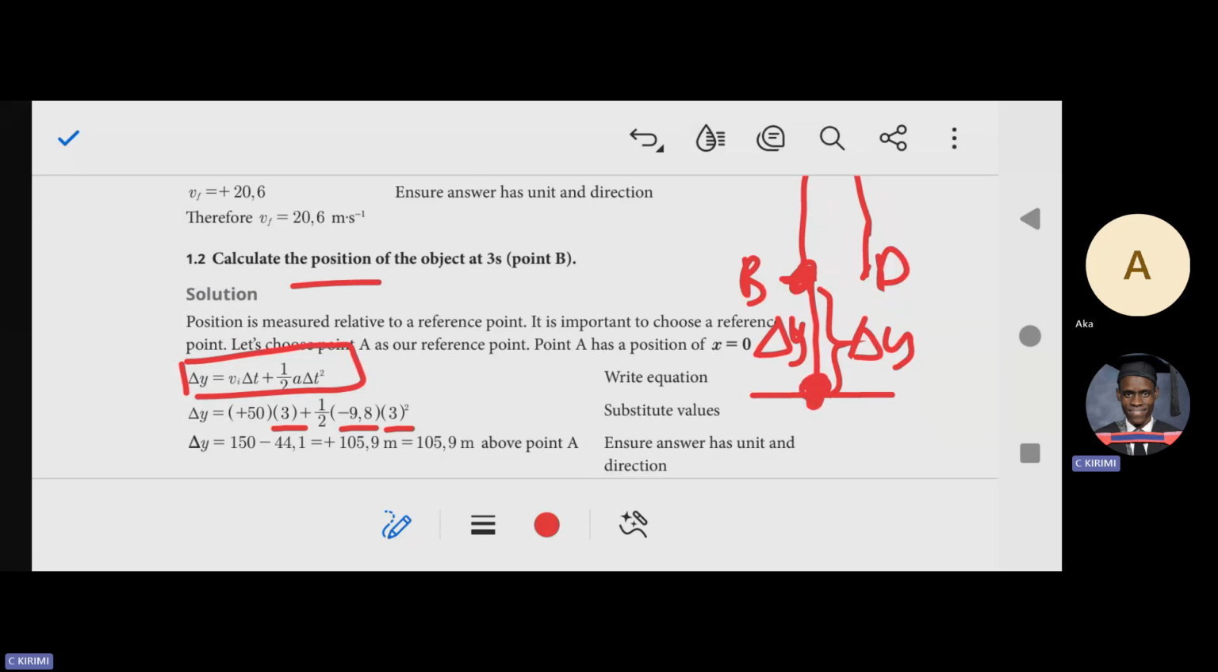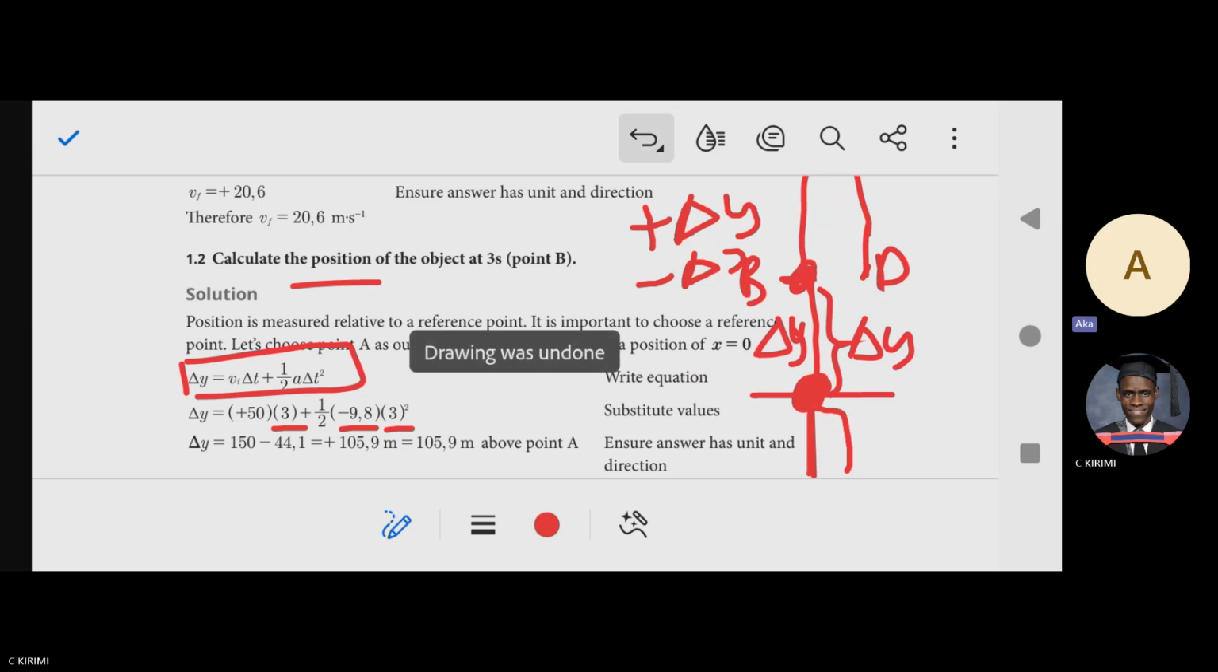Whenever you see a positive delta y, if your point of reference is this one, it means it's above the point of reference. When you see a negative delta y, it means it's below the point of reference. It means it's down. Like a building, yeah. Our reference is A, not B.